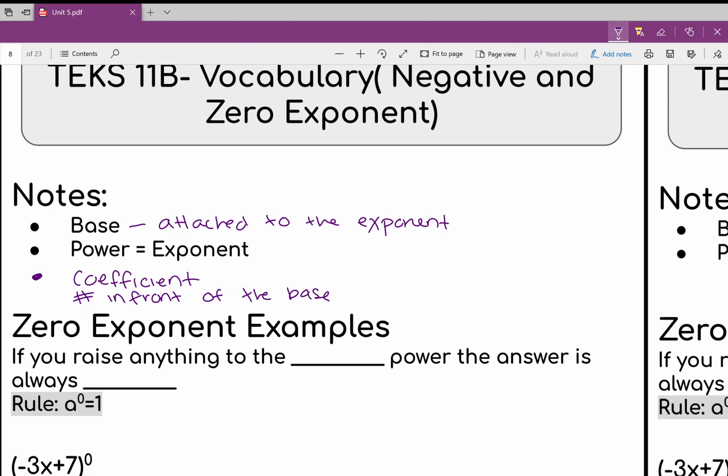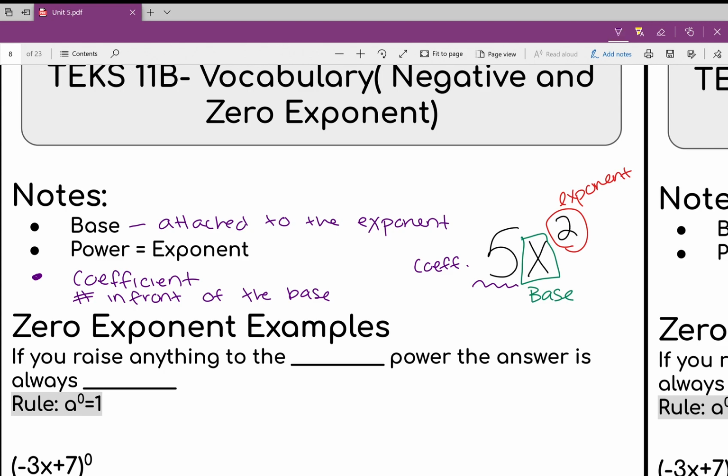So I have the example 5x squared. The exponent is going to be the 2. That little number is the exponent. And then the base, remember, is attached to the exponent. So that means the base is x because it's attached to the exponent. And then the number 5 has to be the coefficient because it says the number in front of the base. So this 5 is the coefficient. I'm just going to abbreviate it.